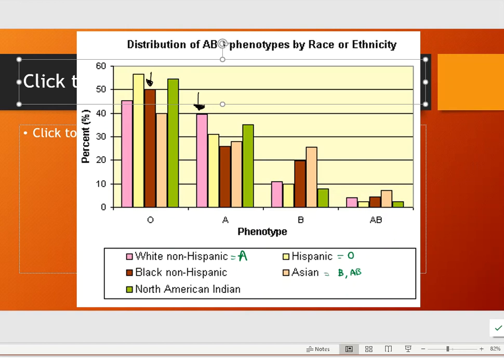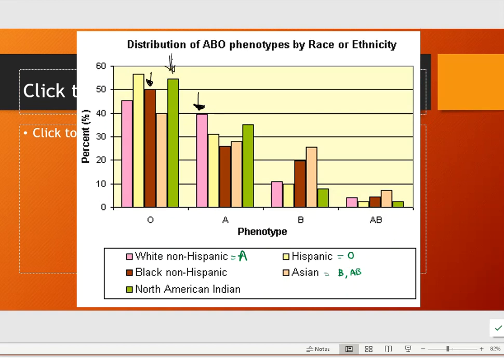But if I had to pick one, it looks like you would be a pretty big leader in the O blood type. North American Indian, Native Americans. North American Indians are also the O category. Right there you are. Green bar. They're also very high in A, but whites beat them out. The Bs and the ABs you're pretty low in.